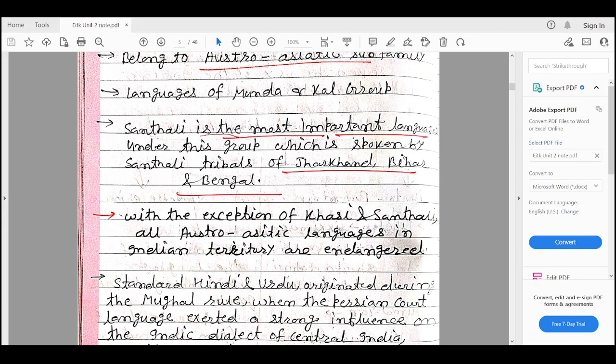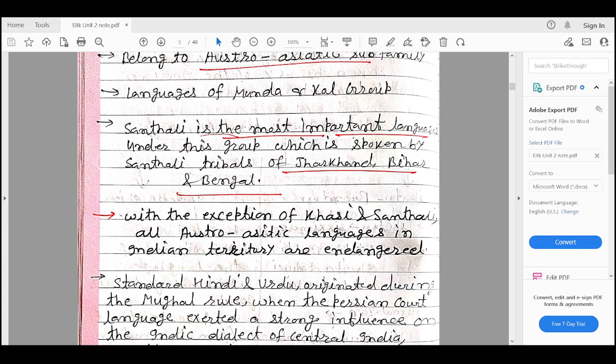Now the second segment of today's lecture will discuss the script. The second segment of the lecture is the part on script. And what is the script? The language written in a form, that is the script. And now the term script is used here.